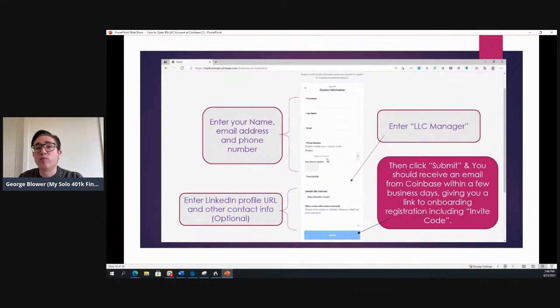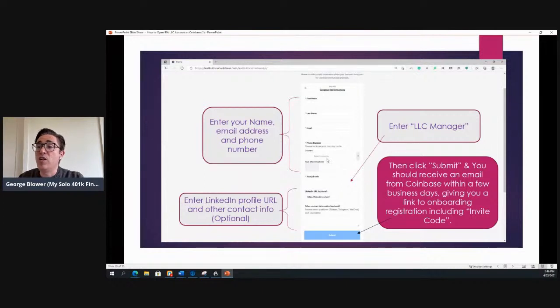Now you're asked to enter information about yourself. So contact information. Here you'll enter your name, your email address, your phone number. It'll ask for your job title. That's where you would enter LLC manager. You have the option to also enter your LinkedIn profile or other social media contact information. You'll then click submit.